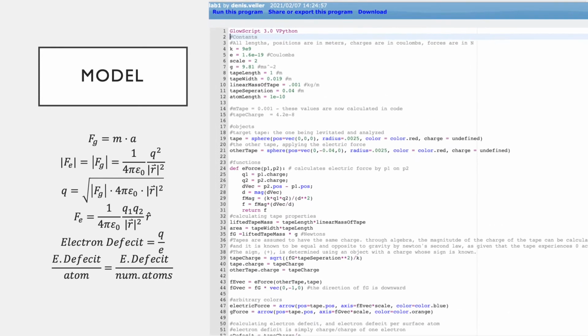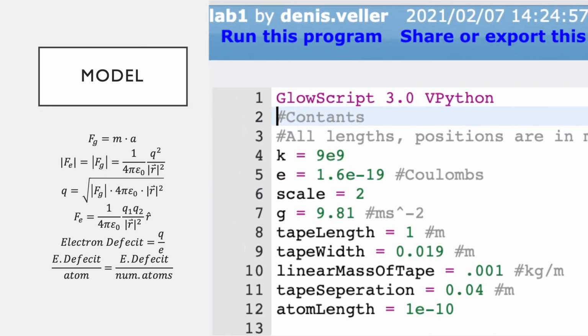Here is the code used to generate that model. Firstly, constants were set up, such as the known value of 4 pi epsilon naught, the charge of a single electron, a scaling factor used to make the model more readable, the known value for g, the known value for the length of tape, the known value for the width of the tape, the known linear mass of the tape of 1 gram per meter, which then allowed the calculation of our piece of tape, which was 1 meter long, therefore giving it a mass of 1 gram, the separation between the two tapes of 40 millimeters, and the approximate length of one atom of 1 times 10 to the negative 10 meters.